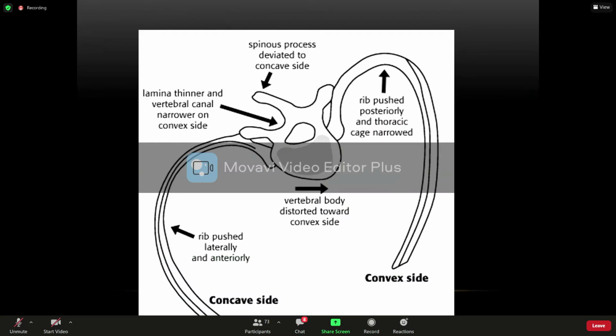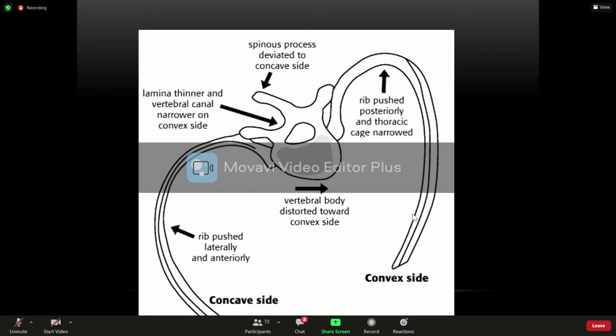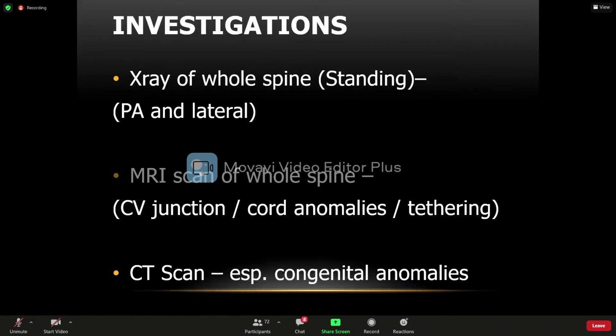And the reason why the rib looks prominent is that, with the bend in the vertebra, I also told you that there is some amount of rotation of the vertebra. Because of the rotation of the vertebra, the ribs on the convex side tend to stick out like this. And this is what causes that obvious rib hump when they bend forwards. So this is referred to as the rib hump in scoliosis.